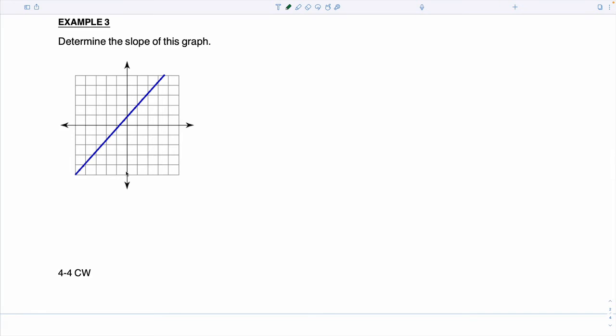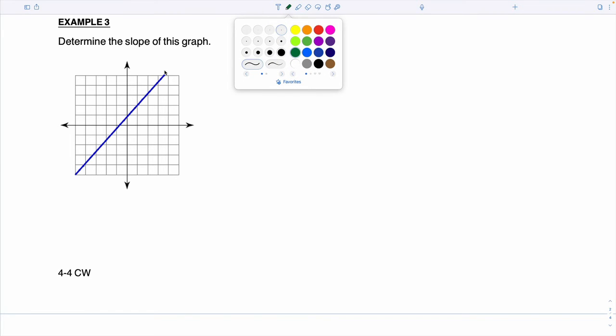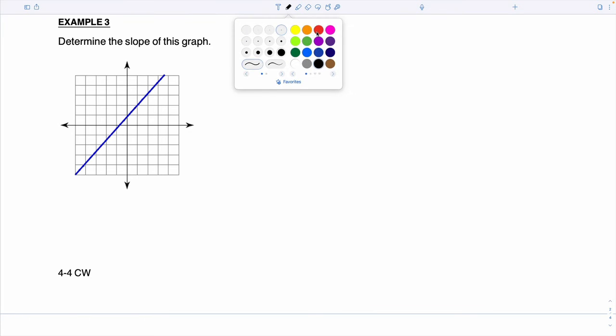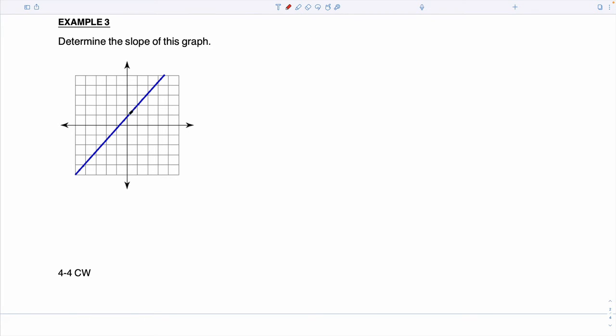Next page. Maybe? This is the same page? Okay, next example. Determine the slope of this graph. Find 2 points for me. Give me one of the points that you notice is a whole number, Claire. 0, 1 will work. And what's another point? Oh, sure, just give me one. Anywhere along the line would probably work.